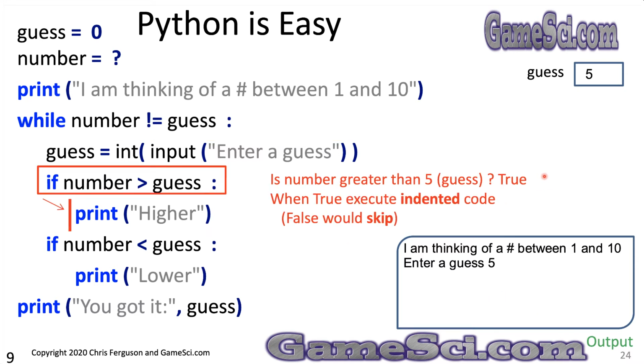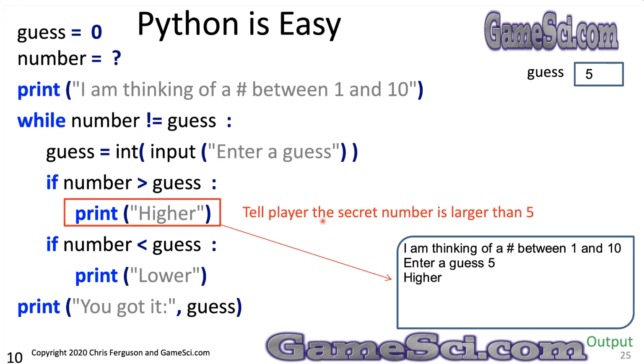If number greater than 5, which is the value of guess, that is a true statement. I know what's in the variable number, and I'm telling you that your guess needs to be higher. When this statement is true, we will execute the indented code. Since it is a true statement, we will print the word higher. Tell the player the secret number is larger than 5. Once again, the statement above evaluated to true. When this statement is true, the indented code executes. And there's the word higher showing up on the screen.